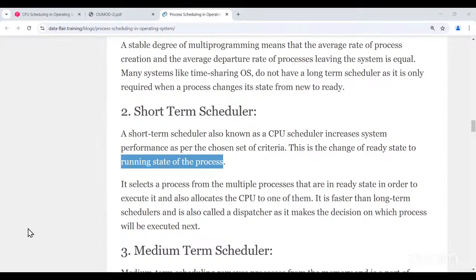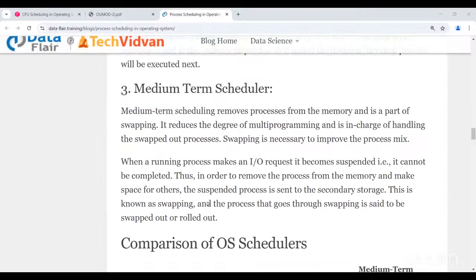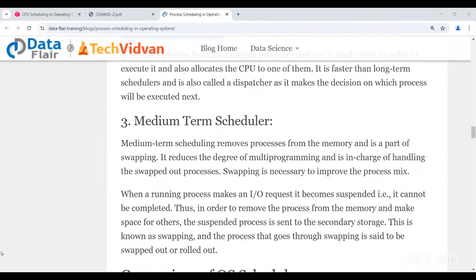Now see, next one is the medium-term scheduler.